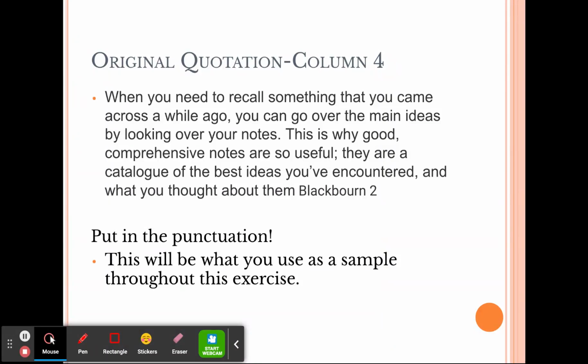So the next thing you're going to do is in column 4, so row 1, column 4, you'll see this quotation right here. And what I need you to do is put in the punctuation. The internal punctuation is fine, okay? It's more the same punctuation that we talked about earlier. So the quote is, when you need to recall something that you came across a while ago, you can go over the main ideas by looking over your notes. This is why good comprehensive notes are so useful. They are a catalog of the best ideas you've encountered and what you thought about them. Blackburn 2. So pause the video right now and put the punctuation right into your notes.